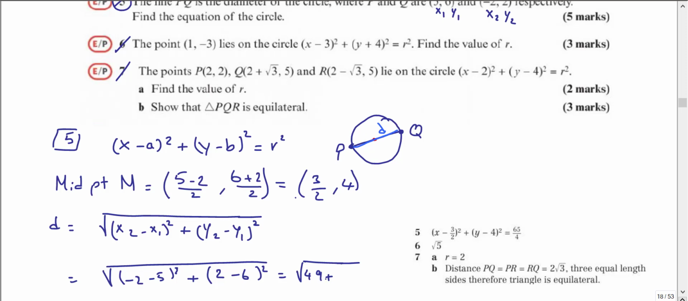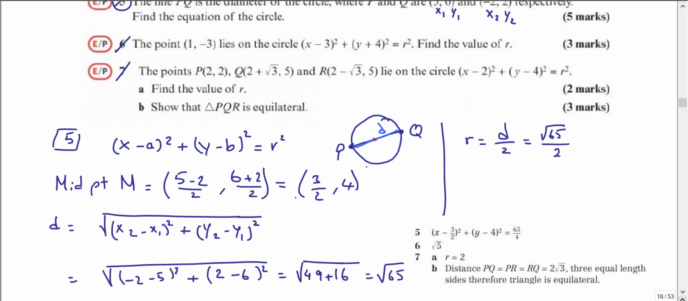Okay, so 49 plus, this is like 4 power 2, or minus 4 power 2, 16. What's 16 and 49? 65. So the diameter is root 65. What's the radius? It's diameter over 2. You divide the diameter by 2. So it's root 65 divide 2.